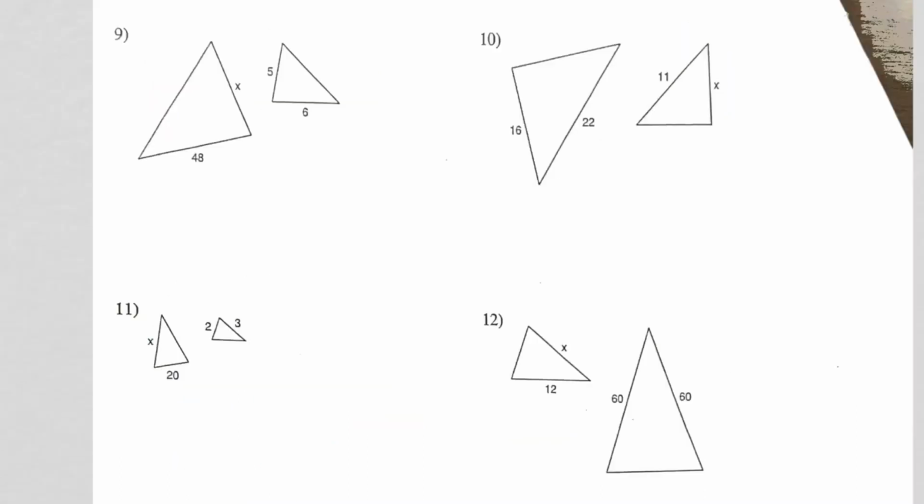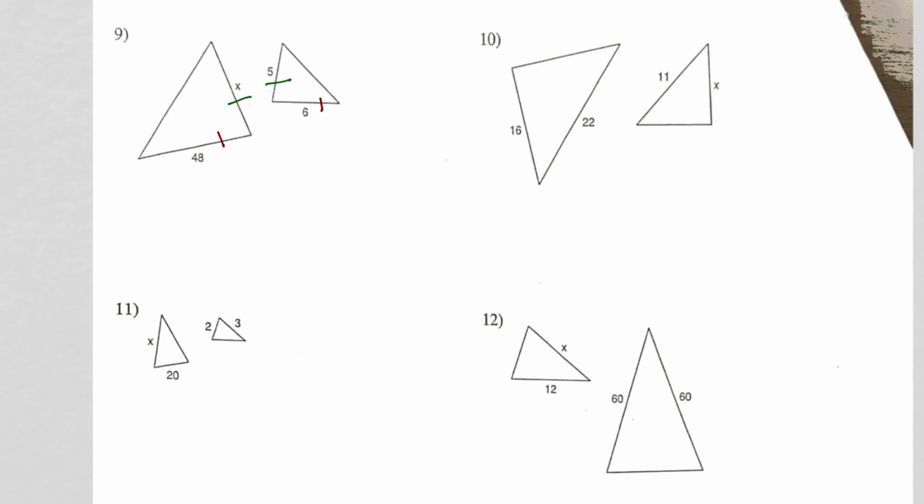Okay, let's look at our next set of problems. I'm going to look at each one and make a decision whether I'm going to use the scale factor or multiplier, if you will, or if I'm going to set up a proportion and solve. So let's look at number 9. It looks like 6 and 48 are going to be matched, and 5 and x will be matched.